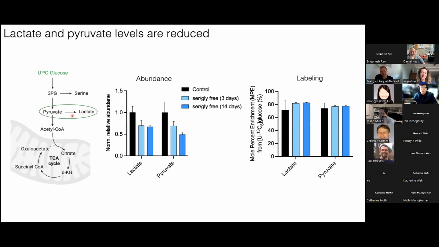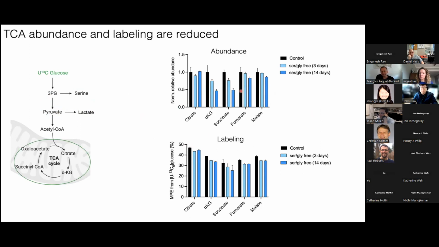Okay. Yeah, just going down though from here, pyruvate is down, lactate is down. Their labeling is somewhat increased again, probably because there's less of it. And then in these cells, we do see, so this is the TCA cycle. Many of the TCA metabolites are reduced both in their abundance and in their labeling. So it does seem like there is a consequence of the serine glycine free media on the downstream things. So they are linked. How to interpret it, we don't know just yet.